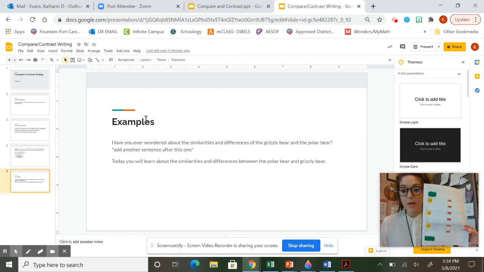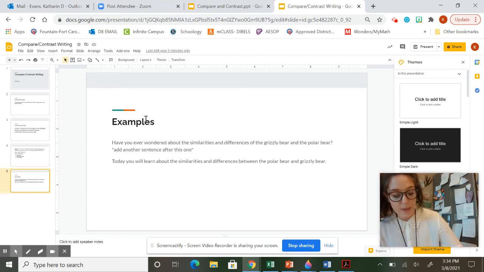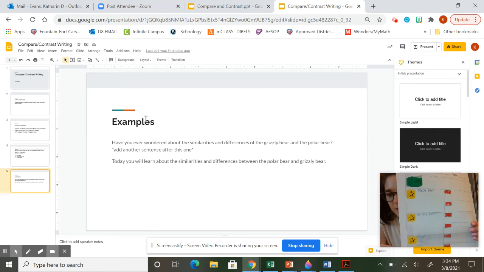So you are going to have 3 main things here. This first star is going to be all about the polar bear. So at the top, I want you to write polar bear in that star. The next will be about the grizzly bear. And the last star will be about how they are alike. So go ahead and make yours like this. It says polar bear, grizzly bear, alike.